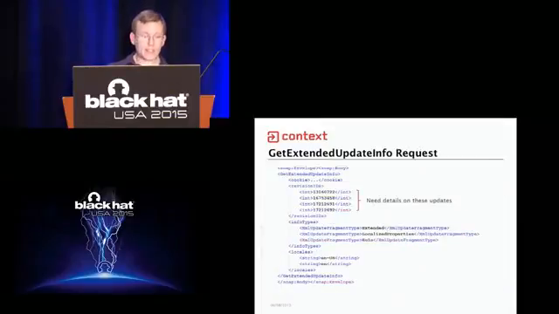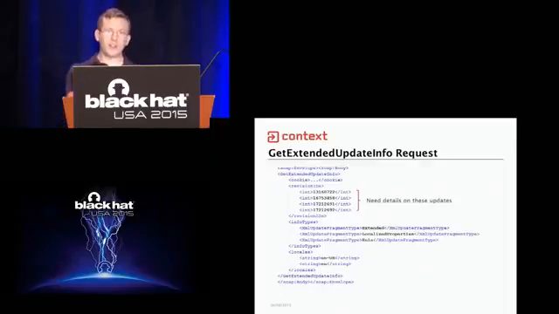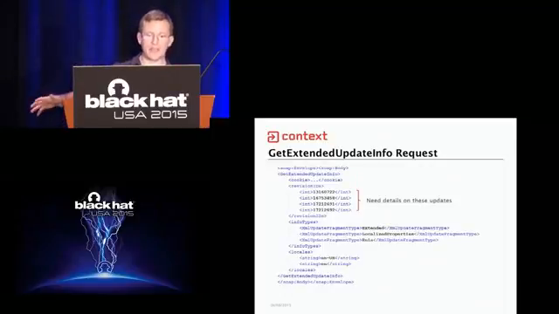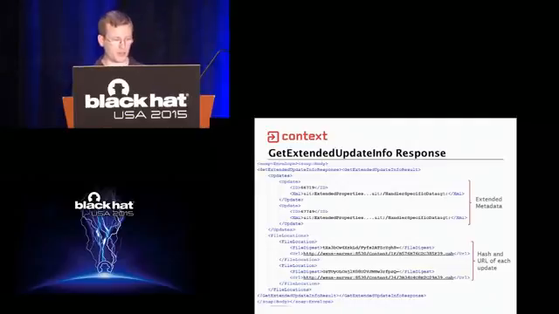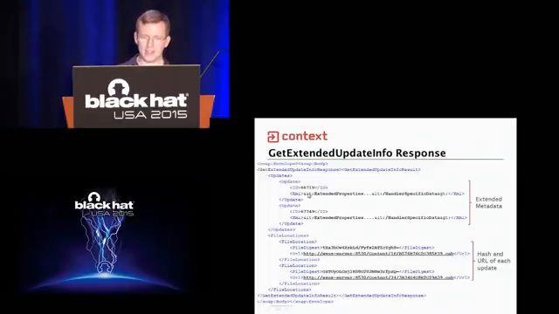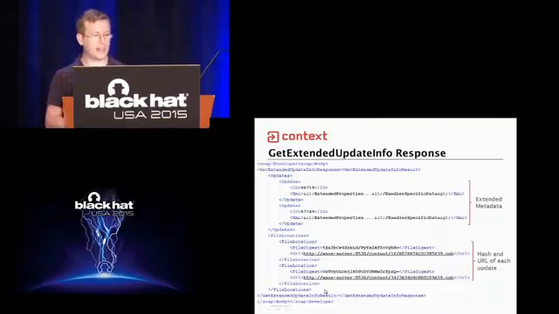Next, once the client's done those checks, it's decided which updates are applicable. It then does a call to get extended update info with a list of IDs that it wants to install. The server responds with this response, and there's two parts here. At the top, each update ID has some more XML inside of an XML tag that's XML encoded, and it's got a list of files. The files essentially say, these are the files you need to download, these are the hashes of the files.